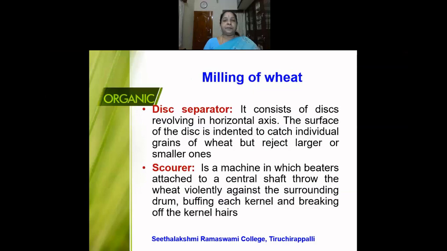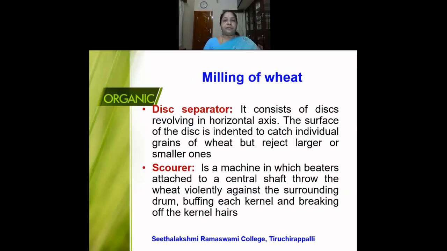So this is something like a mixie jar. In the mixie jar, we have a central shaft. There we fix the blades. So here also it is something like that. Just for your imagination, I am telling you. So there is a central shaft which will throw the wheat violently against the surrounding drum. When we switch on the mixie, what happens? The blades rotate, and whatever you add into the jar is thrown against the jar. Here also, the wheat is violently thrown against the surrounding drum.